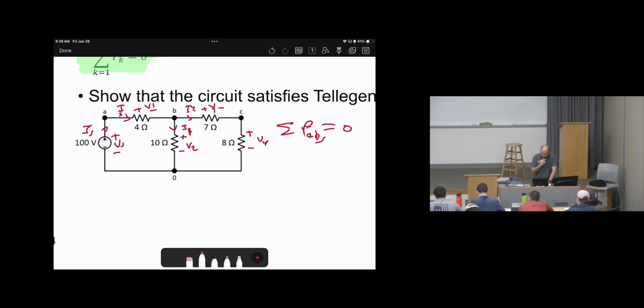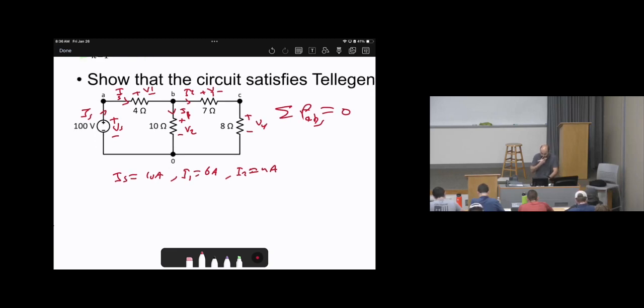In this circuit, it is enough for me to know the current, so I would like to use I squared times R for the resistors. I source, we said, is 10 amperes. And we said also I1 equals 6 amperes, I2 equals 4 amperes. Now I'm ready to calculate the power for each element.